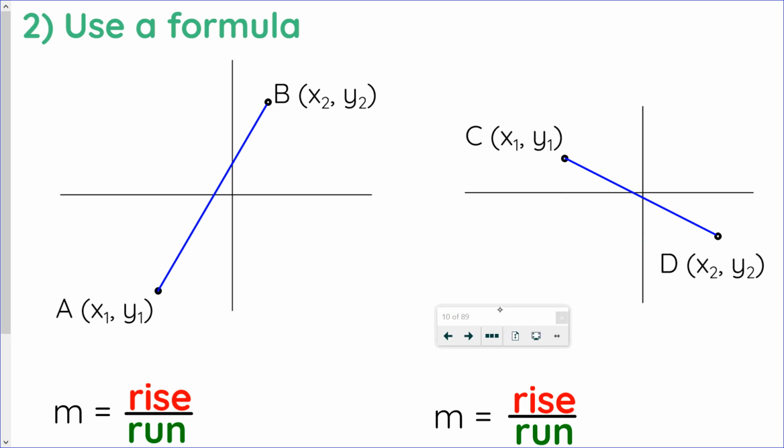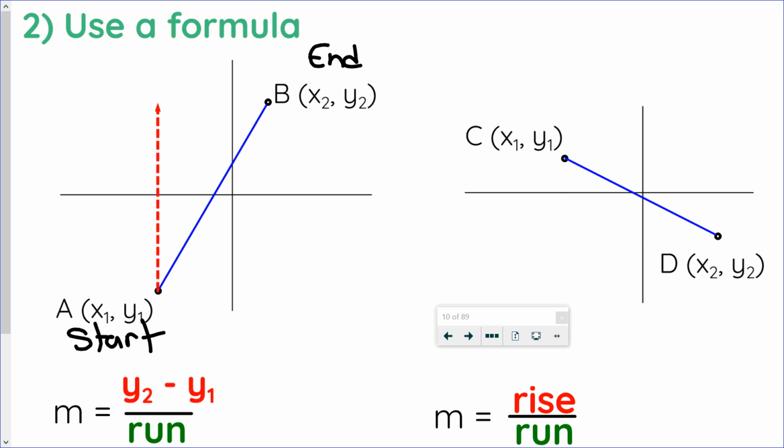Now, reading my graph from left to right, I'm using this as my starting point. A is my starting point because I'm reading it from left to right, and this is my ending point. If I want, I can use a formula. So rise is the difference in your y values. So I can just do my end y value minus my begin y value. Run is horizontal.